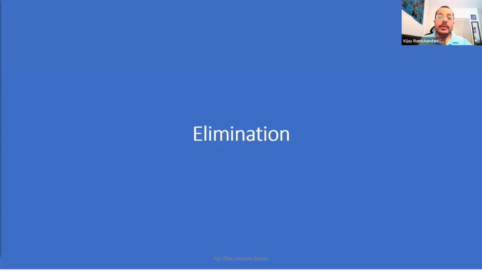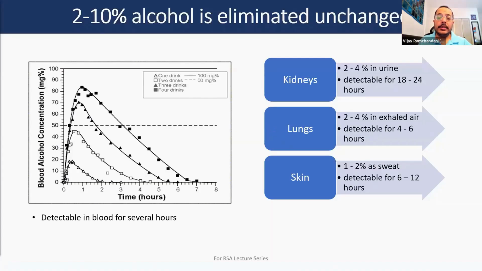Finally, onto elimination. As I mentioned, the majority of the elimination, about 90+% of it, is by the liver, but there are minor pathways in which alcohol is eliminated unchanged, and that can range from 2 to 10%. The three routes in which that happens is the kidney, which can correspond to about 2 to 4%, in the lungs, which can correspond also about 2 to 4%, and through the skin, which represents 1 to 2%.